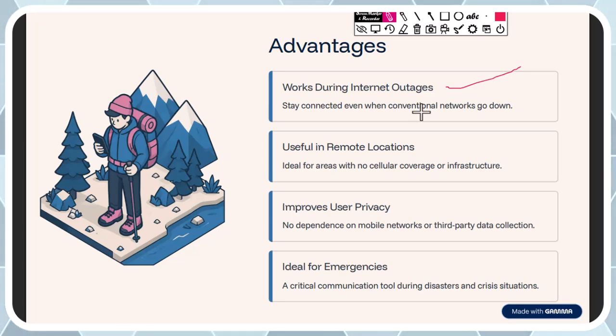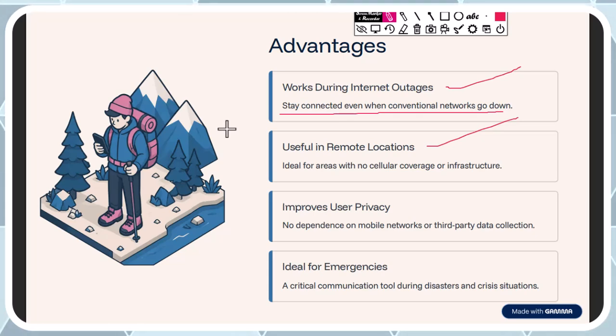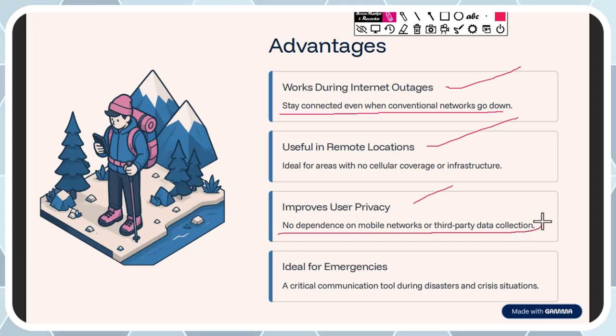Work during internet outage, stay connected even when conventional networks go down. Use in remote locations. If you are in a remote location where the network is not available properly, you can use this application. It is ideal for areas with no cellular coverage or infrastructure. Improve user privacy: no dependence on mobile networks or third party data collection.